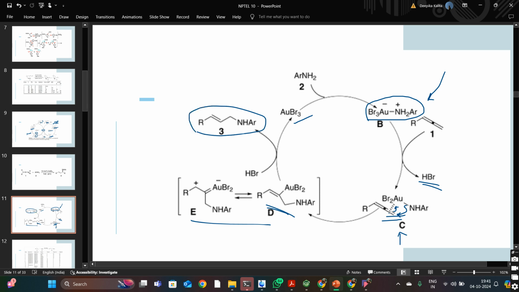Okay, so this is how gold catalyst is going to activate our allene, and it is going to increase the rate of the reaction of attack of amine on allene. I hope this mechanism is clear to you.